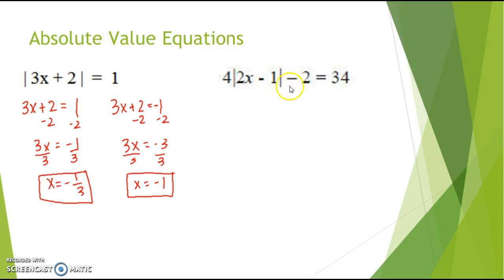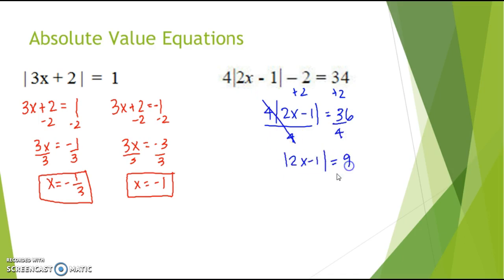On the other example, I have to get the absolute value by itself. So I'm going to start by getting rid of the 2. So I'm going to add 2 to both sides. 4 times the absolute value of 2x minus 1 equals 36. Now I've got to get rid of the 4, so I'm going to divide. So we get the absolute value of 2x minus 1 equals 9.